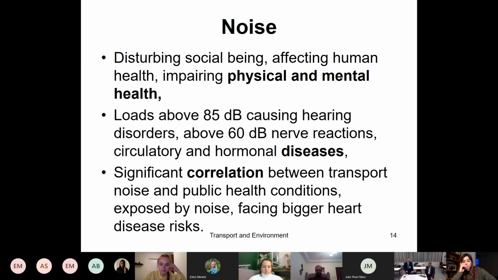But the most efficient solution is not to produce noise. So prevention. In this respect, electrification is important: electrification of road transport and of rail transport, and in rail transport, of course, we have many more opportunities for the prevention of noise impacts.